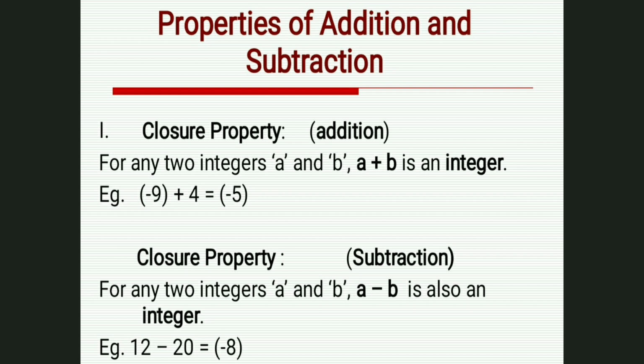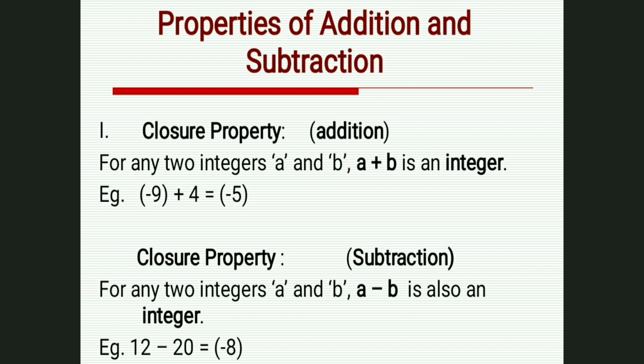Now let us understand the closure property for subtraction. In subtraction also, for any two integers a and b, a minus b is also an integer. It means if we subtract an integer from another integer, we get an integer as the answer. Look here, the example is 12 minus 20. That gives us -8, and -8 is also an integer.